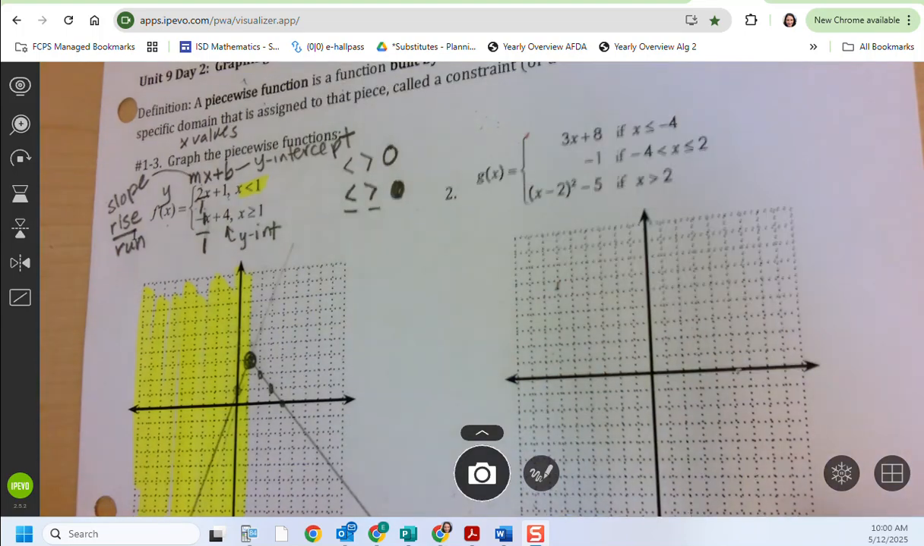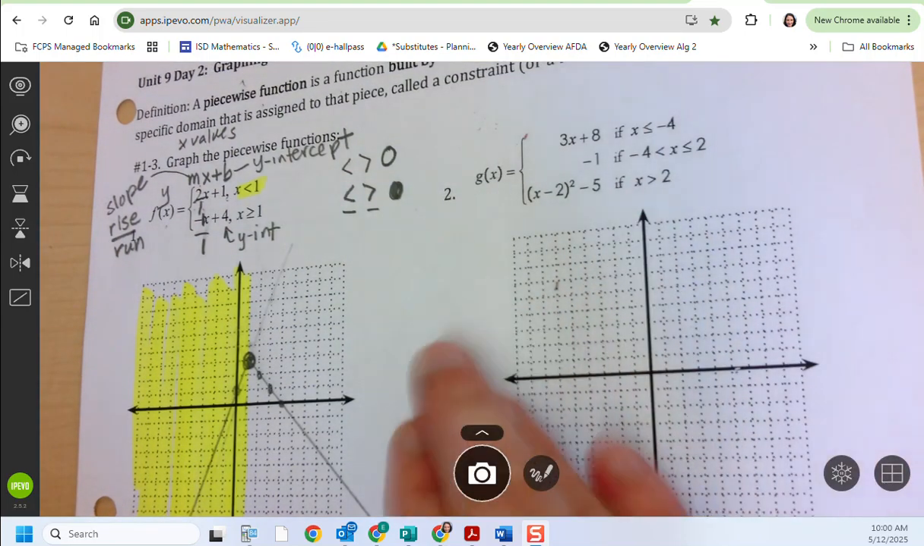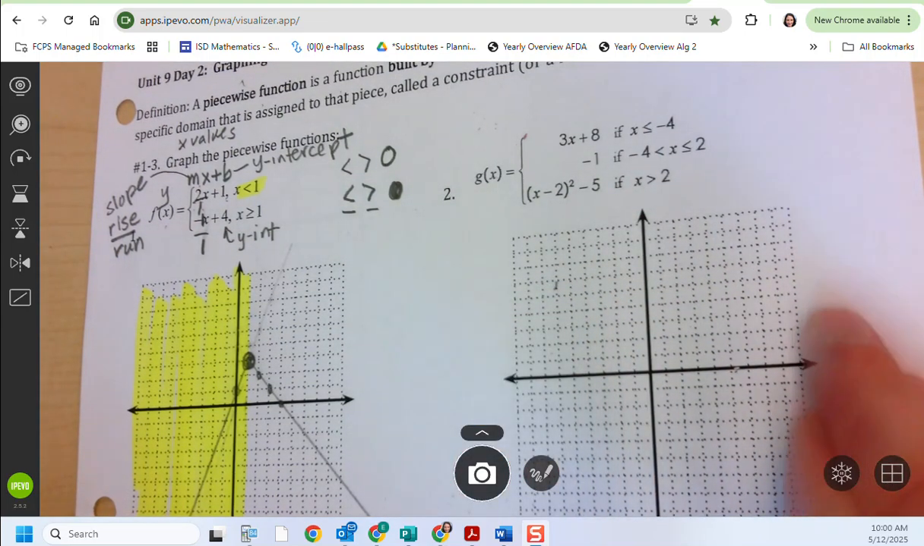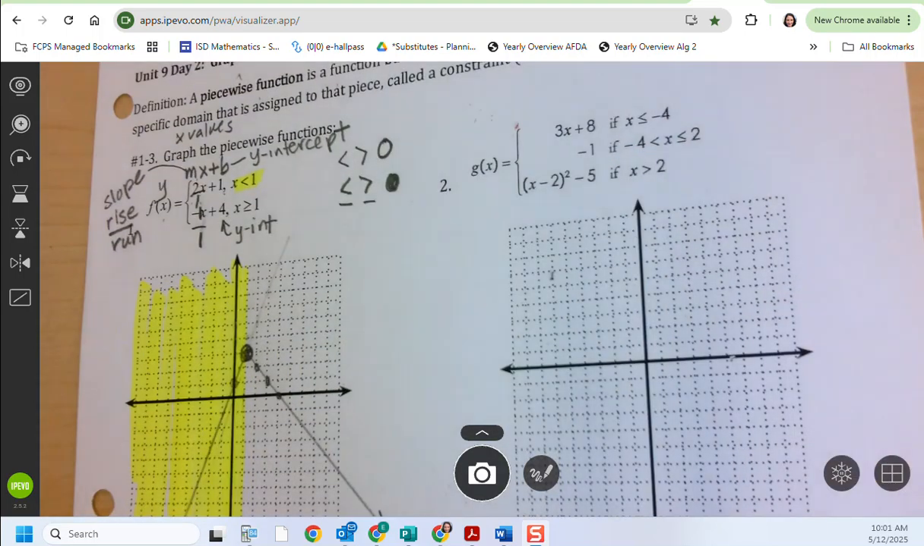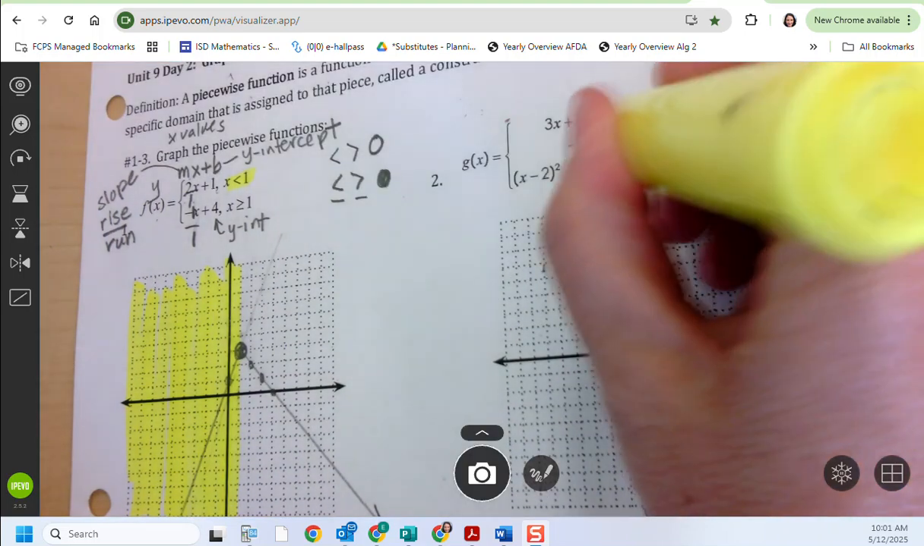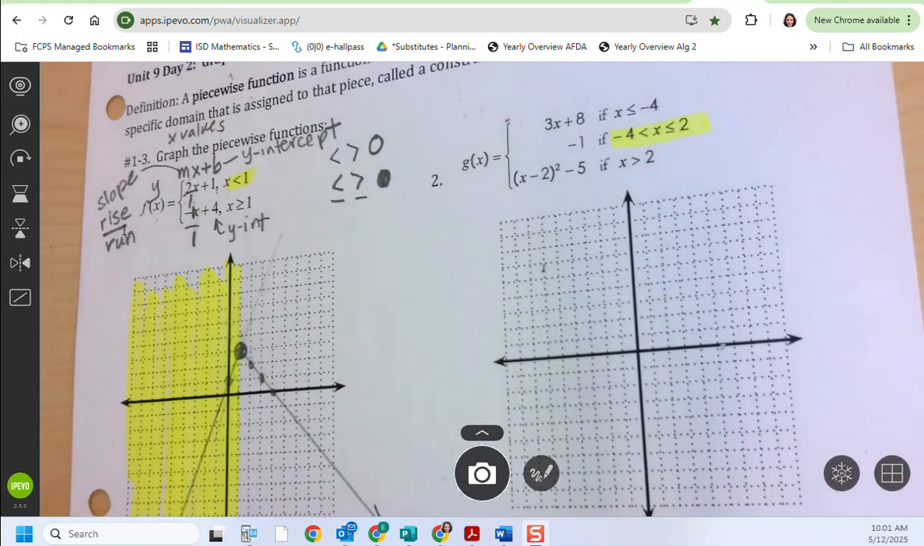All right, for this one we have 3 sections. So your graph is going to be in 3 different sections. Just to minimize the amount of coloring I have to do, I'm just going to color the middle section and then I'll be able to see all 3 parts. If you had 3 colors, you could color all 3 sections. But I'm just going to color this middle section.